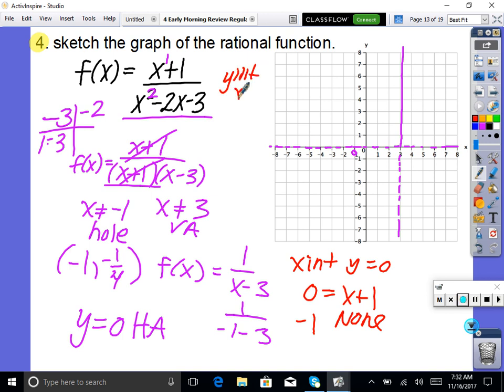Our y-intercept is when x equals 0, so plug in 0. 0 plus 1 is 1. 0 squared minus 2 times 0, so that's 0, minus 3. So now we'll go over 0, down a third, correct?